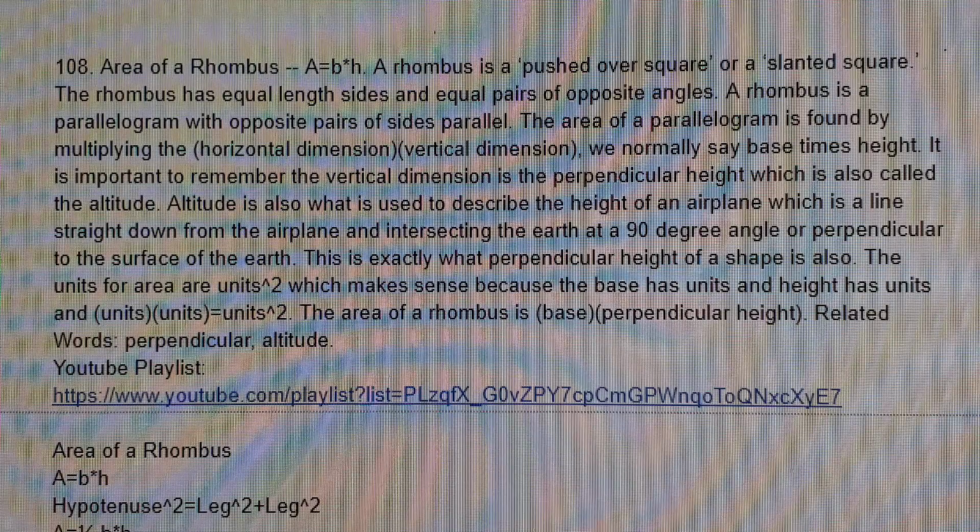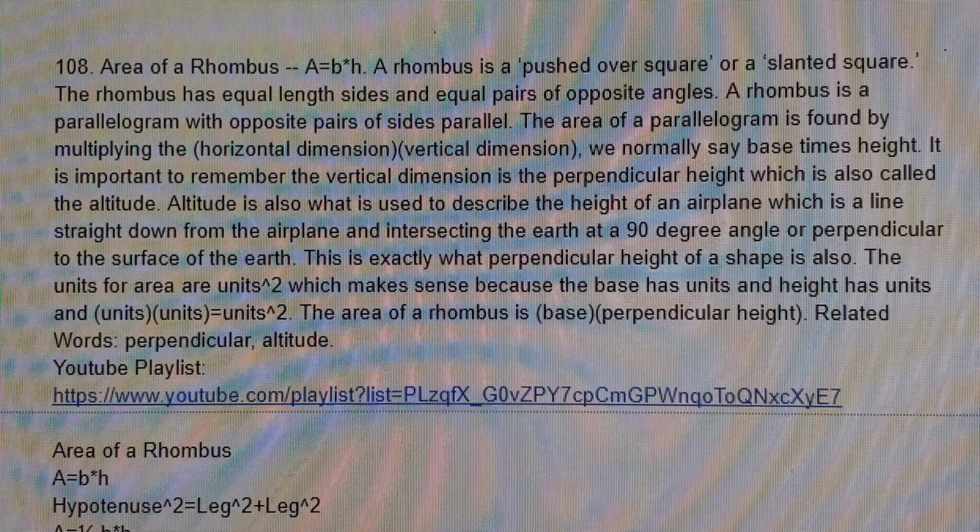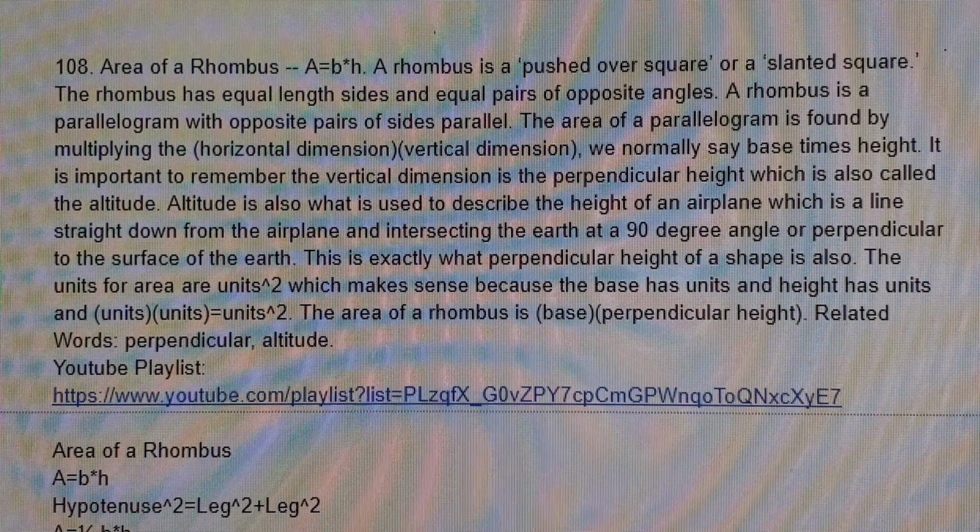Altitude is also what is used to describe the height of an airplane, which is a line straight down from the airplane and intersecting the Earth at a 90-degree angle, or perpendicular to the surface of the Earth. This is exactly what the perpendicular height of a shape is also.